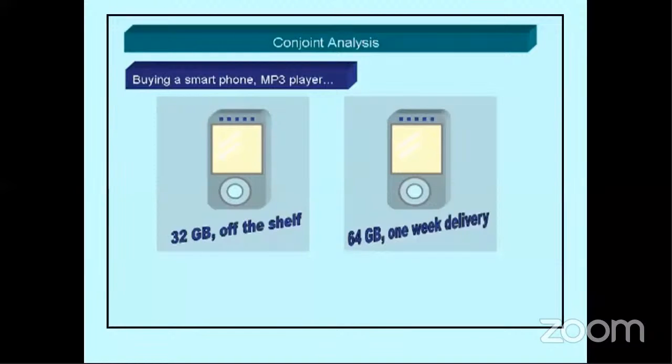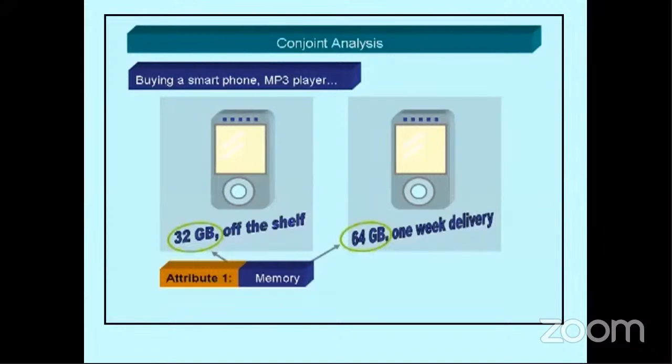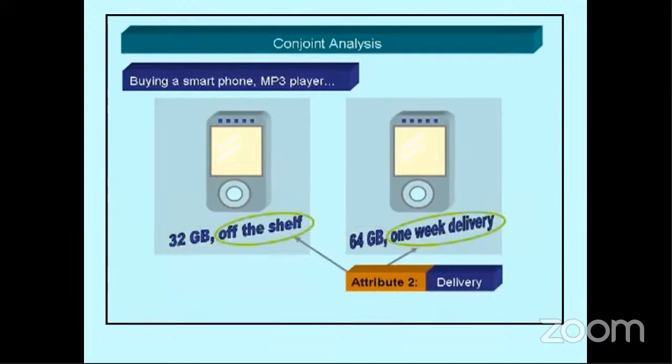Say, for example, you are buying a smartphone which has an MP3 player and all that type of thing. So there are two things we are assigning, the first is time. The first mobile has a memory of 32 GB, and it is off the shelf, not available. And the second is 64 GB with 1 week delivery. Now this is attribute one: the first attribute is the memory. The second attribute is the delivery.